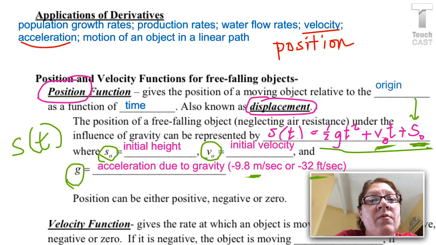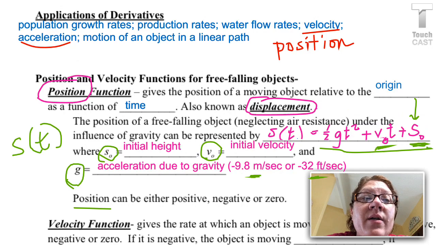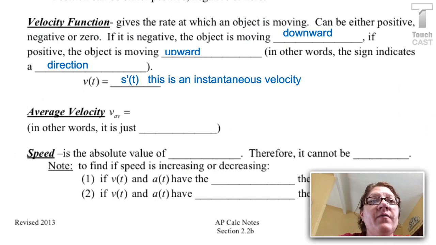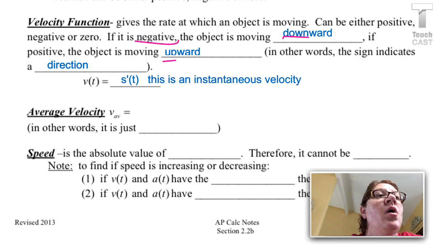And so remember that position can be positive, negative, or 0, based off of where it is with respect to sea level, or at least with respect to the origin if I'm graphing it. The velocity function tells me the rate at which my object is moving, and it too can be positive, negative, or 0 if it's not moving at all. If it's negative, it tells me it's moving down, and if it's positive, it tells me it's moving up, or it could be left, and it could also be moving to the right.